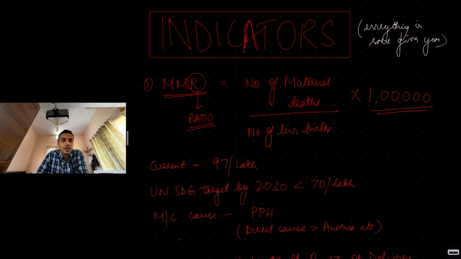Today let's look at some indicators of mother and child health. This is a bit of a formula thing, just a few indicators, their formulas, their current values, how they are significant, and what are the causes for the increase in each of these values.